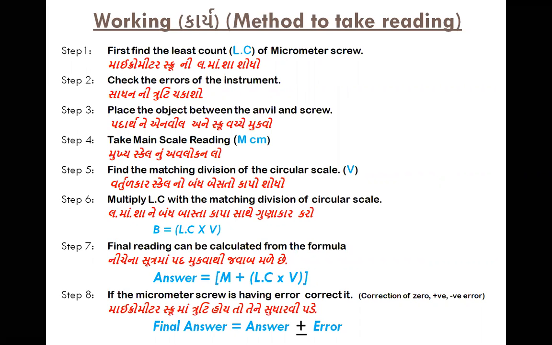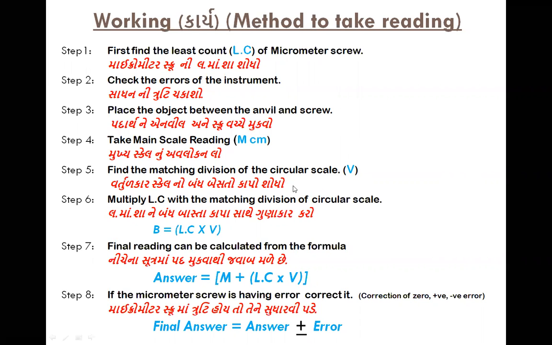These points are the same as the vernier caliper. First of all, you have to go for the least count, then check the errors. This thing you can check in the video on errors, how to find the error of the micrometer. It can be positive, negative or zero error. Place the object between anvil and screw. Third step, take the main scale reading. Find the matching division of the circular scale.